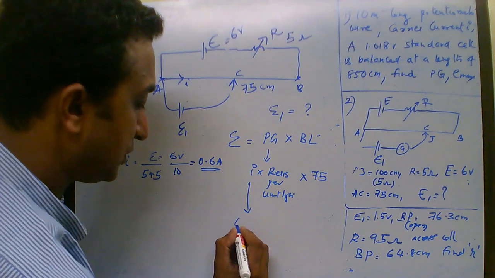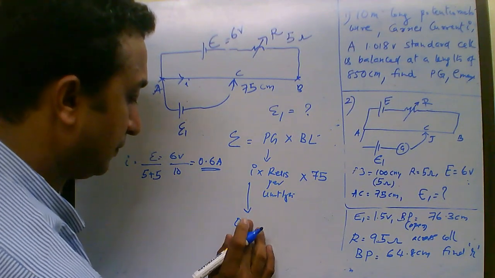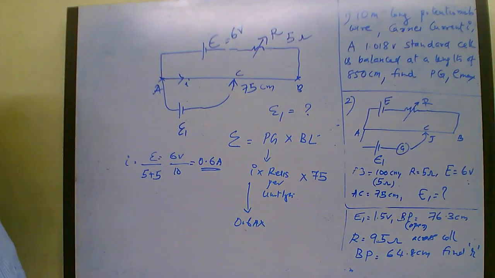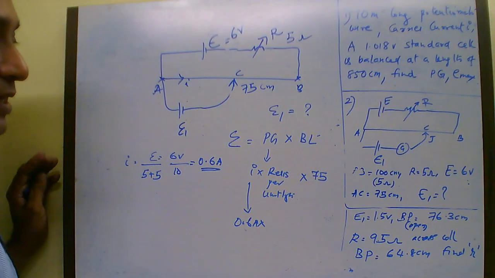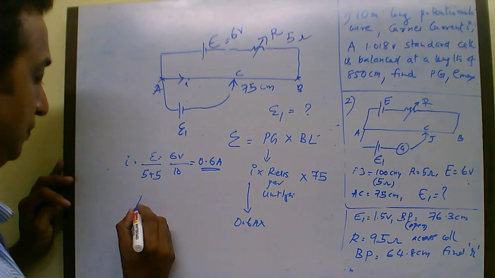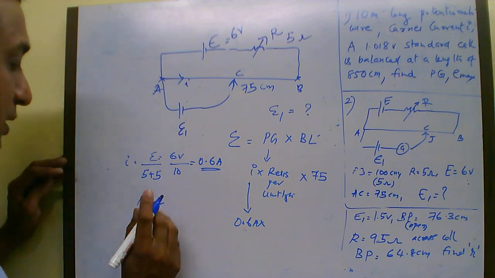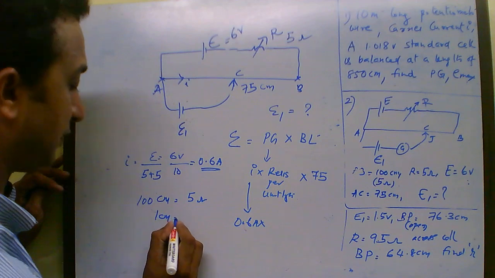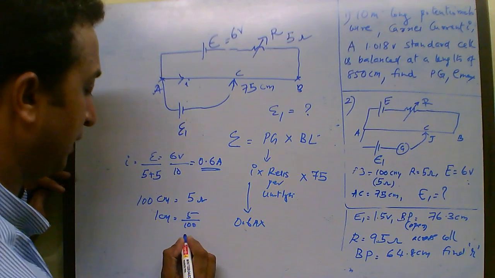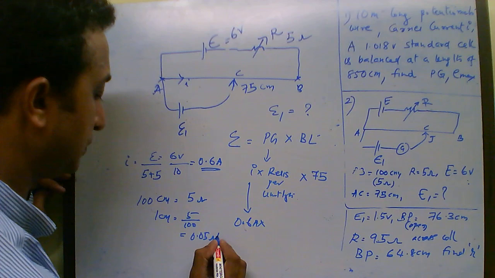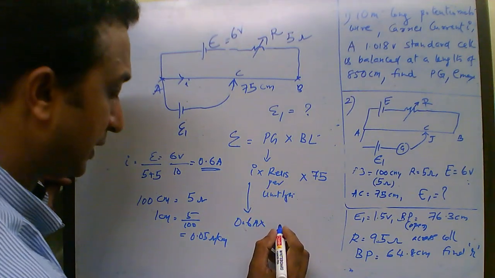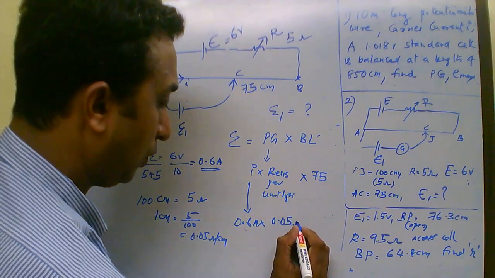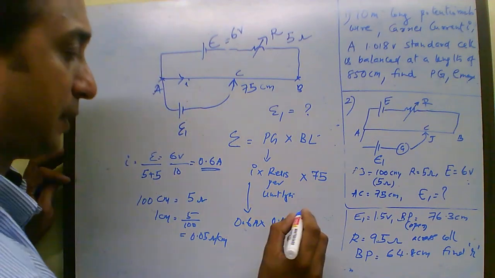So you got the value for 0.6 ampere current multiplied by how much is the resistance per unit length. See, the total length of the wire is 100. So 100 centimeter is having a resistance of 5 ohm. So 1 centimeter will be having a resistance of 5 by 100, which is equal to 0.05 ohms per centimeter. So resistance per unit length is 0.05 ohm per centimeter multiplied by the balancing length.